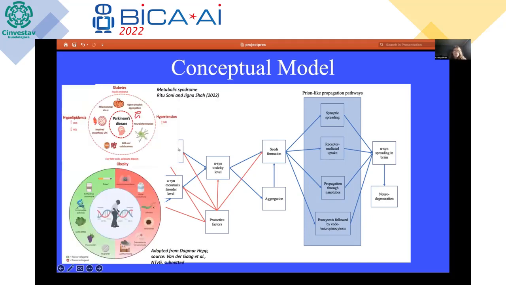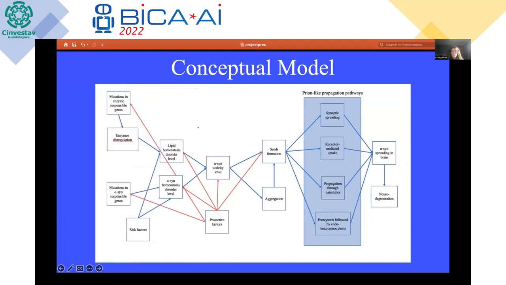A bunch of studies have shown that some interesting protective factors might exist. For example, smoking or coffee consumption or ibuprofen consumption might play a role as a protective factor in neurodegeneration development. And some risk factors such as infections or dairy consumption, as well as metabolic syndrome, and different medical conditions. After the seeds are formed, our four postulated ways of propagation take place: synapses, receptor-mediated uptake, propagation through nanotubes, and exocytosis, endocytosis. Together, they contribute to the general level of alpha-synuclein spreading in the brain, which leads to neurodegeneration.